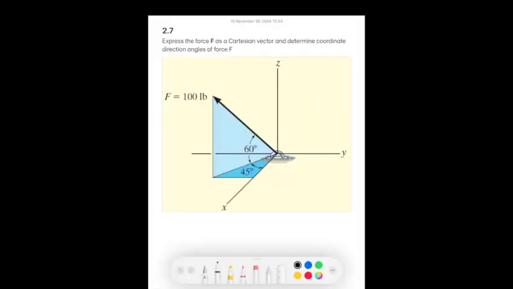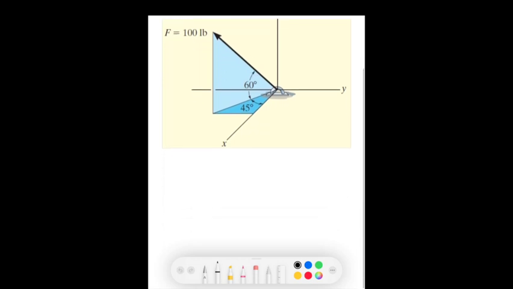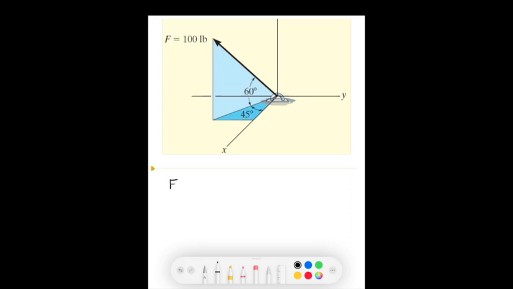Okay, in our first example, we see that there is a single force, F, and it has a magnitude of 100 pounds, and we're asked to express that force using the Cartesian vector units, and also to find the coordinate direction angles of the force F. That means alpha, beta, and gamma. So here's what we need to find. We need to be able to find that force F using i, j, and k hat. And we're also looking to find what alpha, beta, and gamma are.